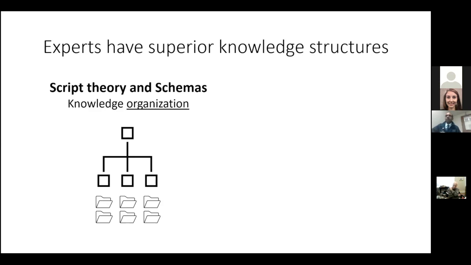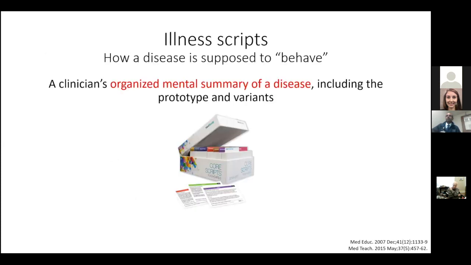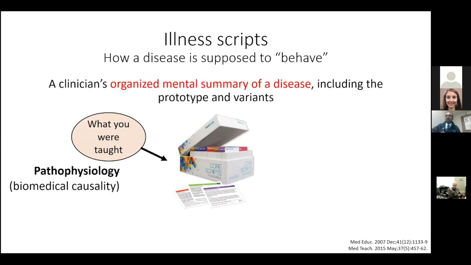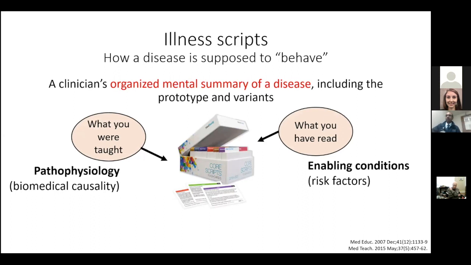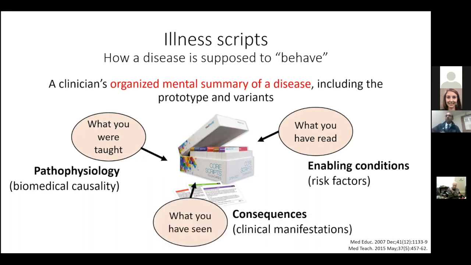So the first is script theory and schemas, which is really a description of how experts organize their knowledge. And so the first term I want you to hear about is illness script, which is a term which many of you are likely already familiar with. This is essentially a clinician's organized mental summary of a disease. It's sort of like a flashcard of the disease that exists in your mind. And that flashcard contains biomedical knowledge that you learned in medical school and beyond. It contains epidemiologic knowledge about risk factors for that disease, which you may learn in medical school or afterwards, as your knowledge of the illness evolves after seeing patients. And it includes clinical manifestations of the disease.